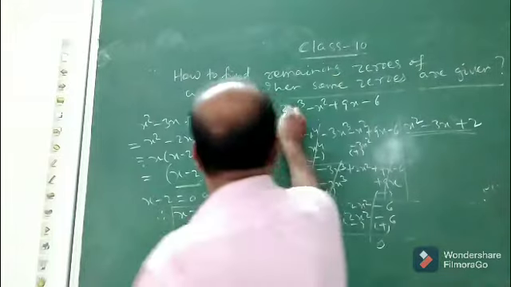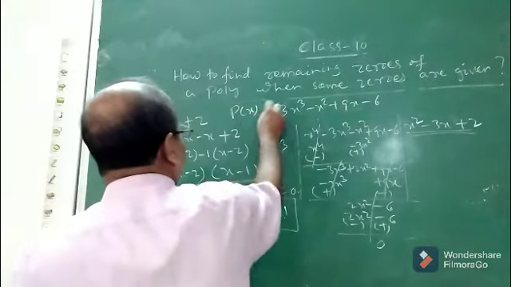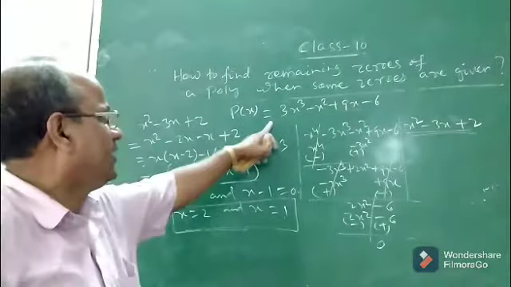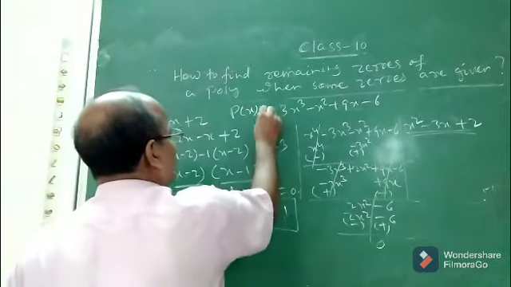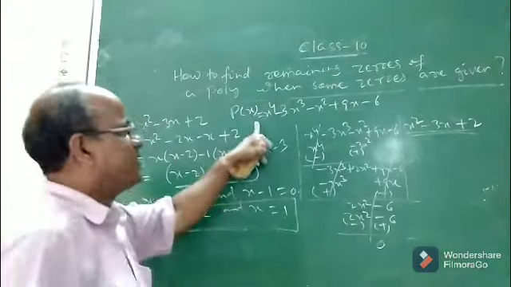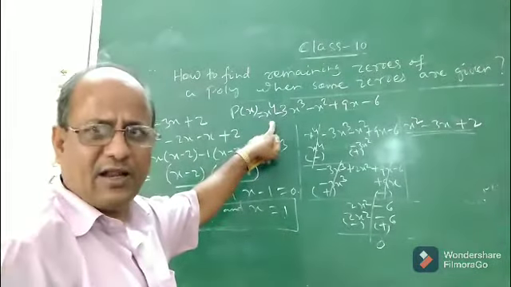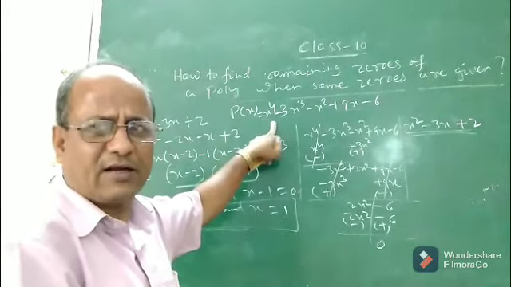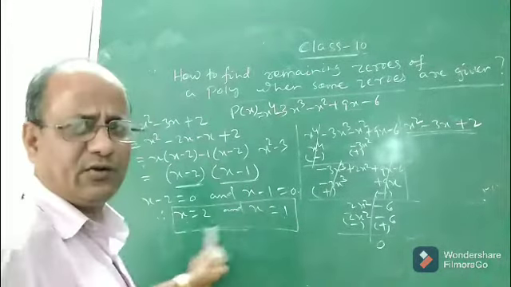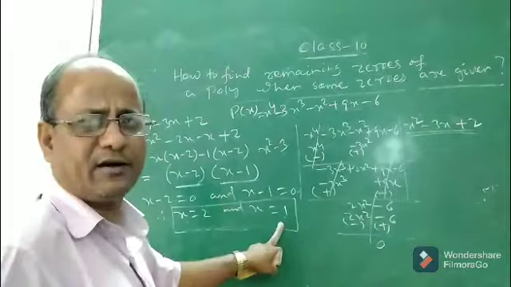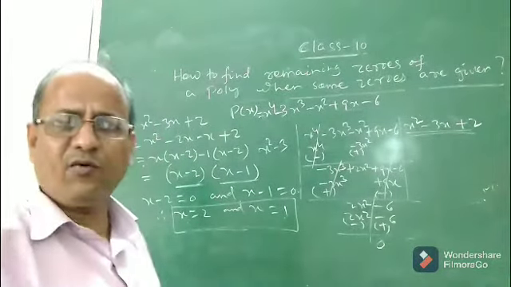If this is the fourth degree polynomial, x to the power 4, and if its two zeros are root 3 and minus root 3, the remaining two zeros will be 2 and 1. So see how we found.